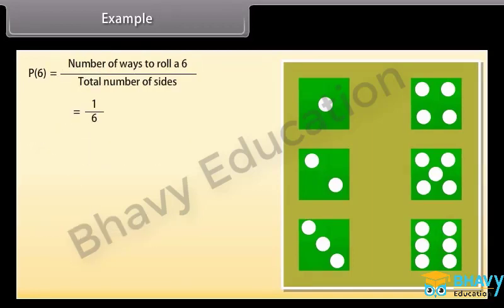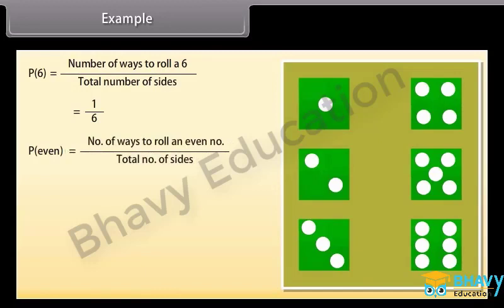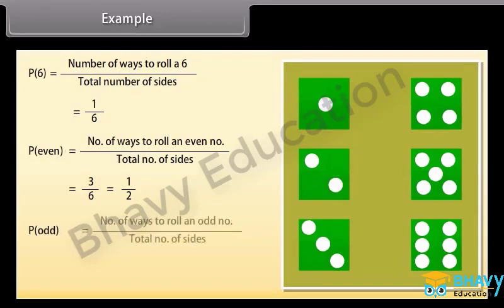In the same way, we will find the probabilities of 4, 5 and 6. Now we can see that the number of ways to roll an even number is 3. We can find the probability as P(even) is equal to number of ways to roll an even number upon total number of sides, which is equal to 3 upon 6, which is 1 upon 2. And the number of ways to roll an odd number is 3, so the probability is P(odd) is equal to number of ways to roll an odd number upon total number of sides, which is equal to 3 upon 6, which is 1 upon 2.